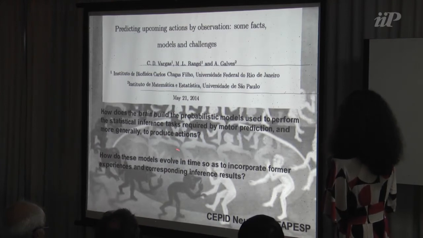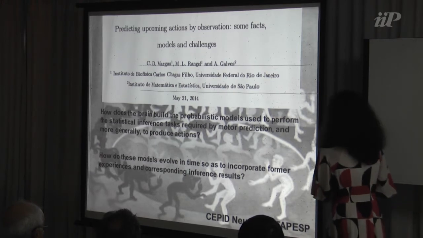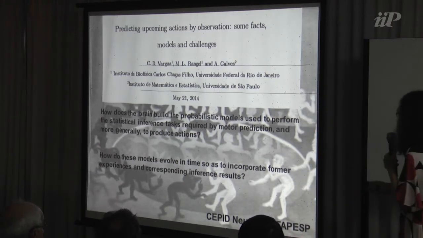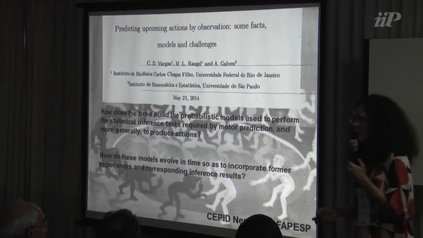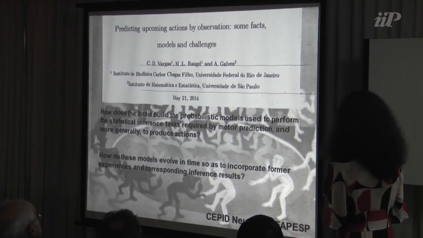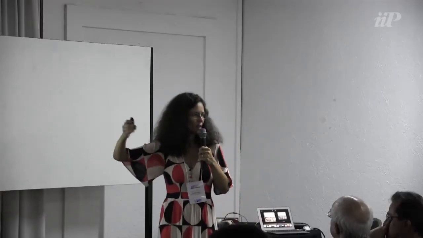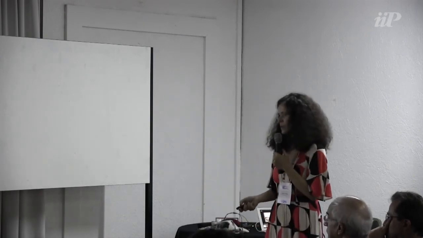The second question was how these models evolve in time so as to incorporate former experiences and corresponding inference results. This is also something which is pretty much neglected when we think in terms of models of motor control. It's hard to consider a movement as a sequence, a chain of events, and also because we have few instruments, conceptual and technical, to approach these points.